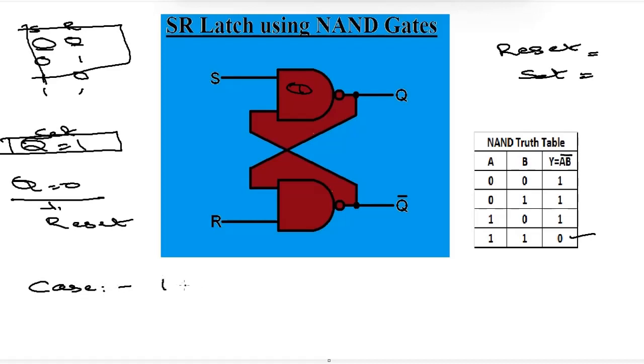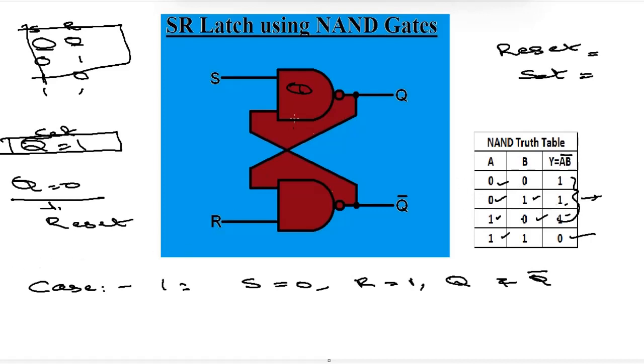So, first case, I am taking S value equal to 0, R value is 1. S is 0, R value is 1. Then we have to find out Q and Q bar values. Now observe the NAND gate truth values. If any one input is 0, then the output will be 1. In these three cases, any one input is 0, then the output will be high.